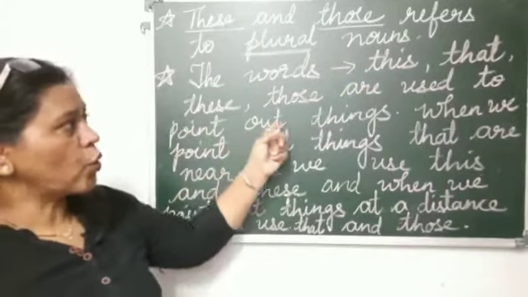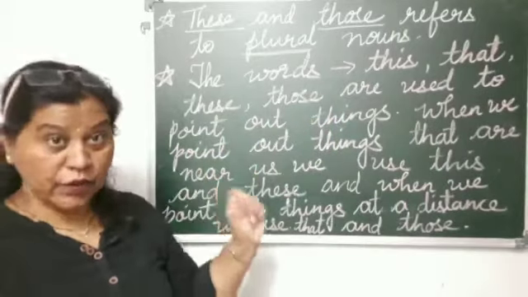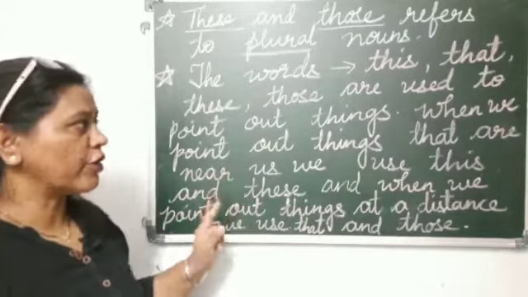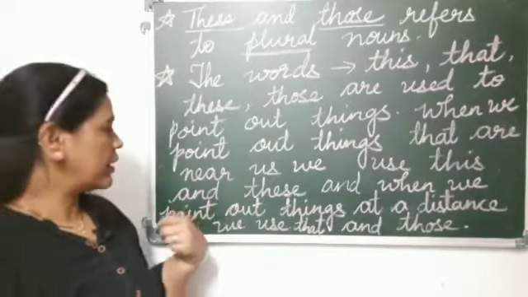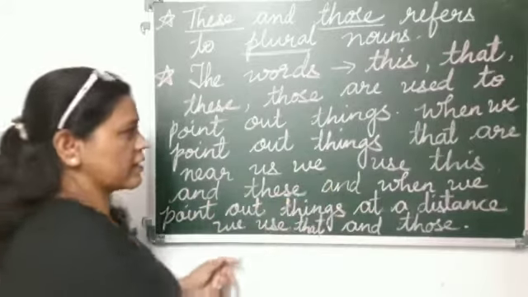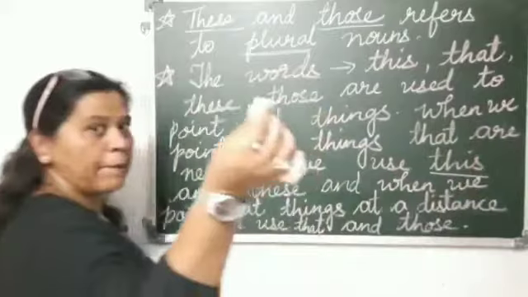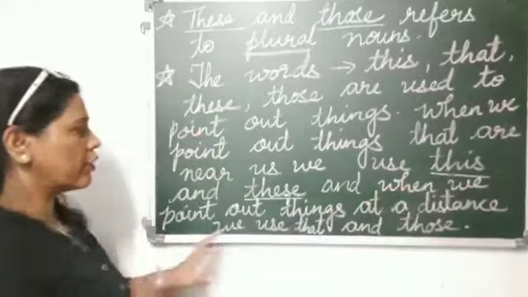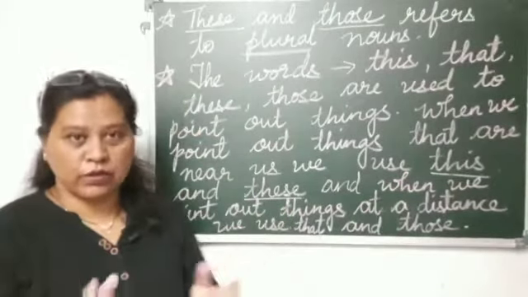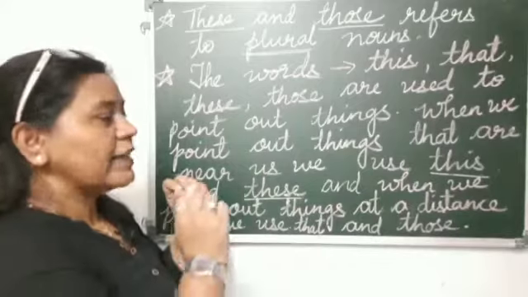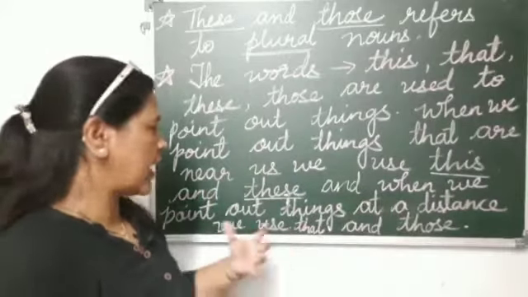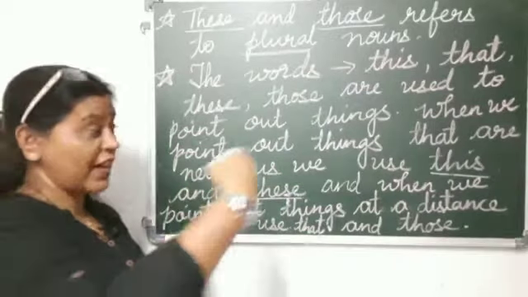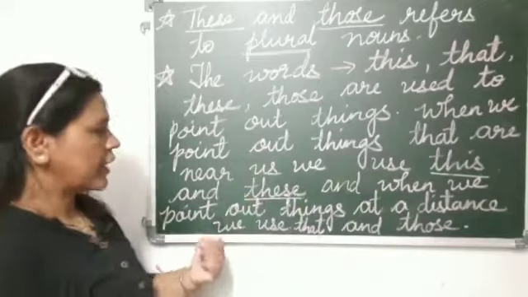The words this, that, these, those are used to point out things. When we point out things that are near us, we use this and these. This is my chalk. Singular form this and plural form these. These are my books, and this is my book. Singular form this and plural form these.